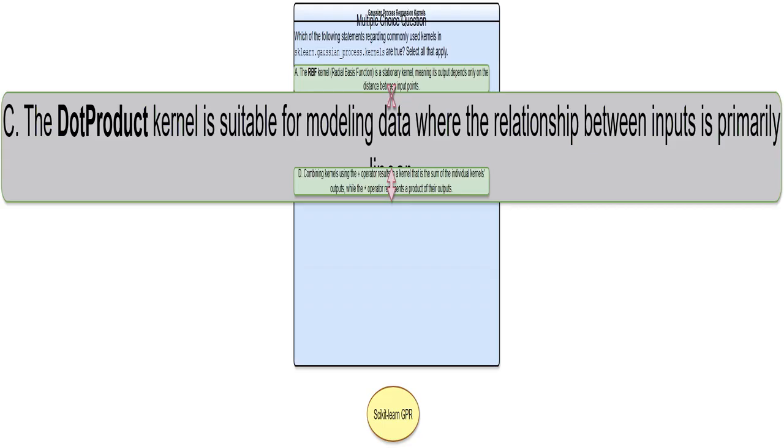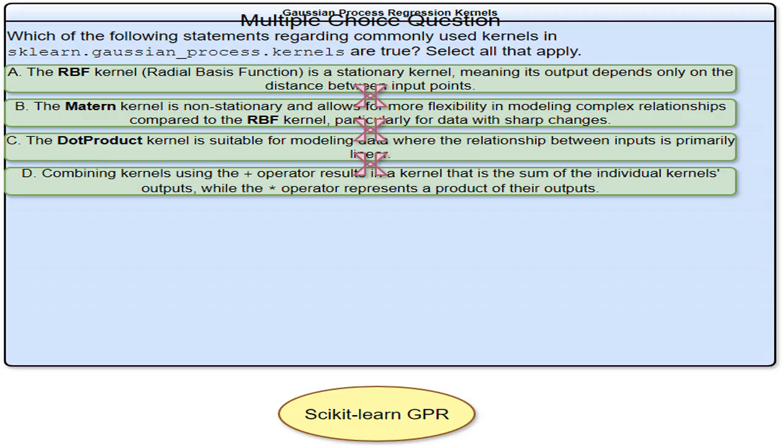This refers to Gaussian process regression, GPR, within the scikit-learn machine learning library. Scikit-learn provides a convenient implementation of GPR. This is the overall topic. We'll focus on several specific kernels used within Gaussian process regression. You'll learn about the RBF, Matern, and dot product kernels, which are common choices.